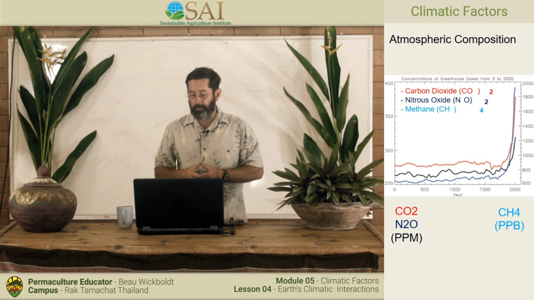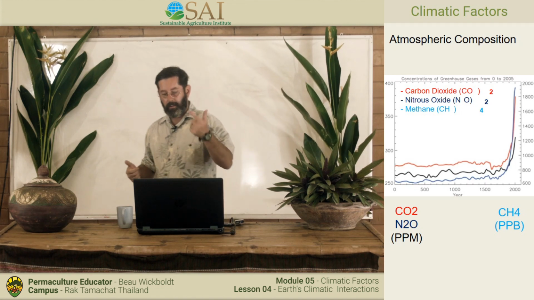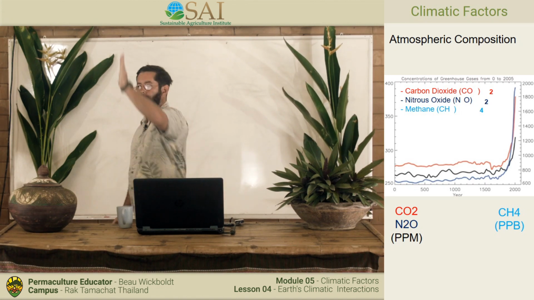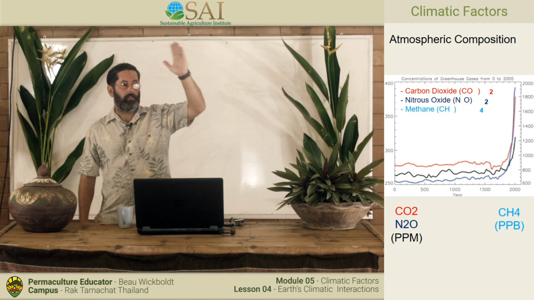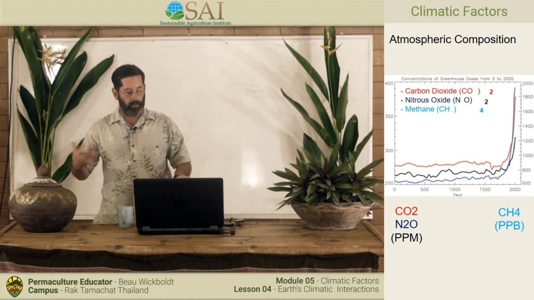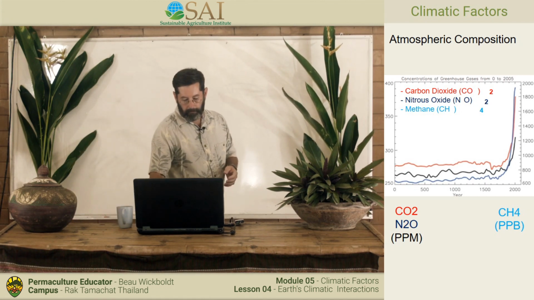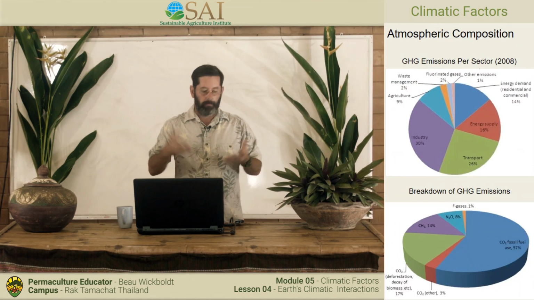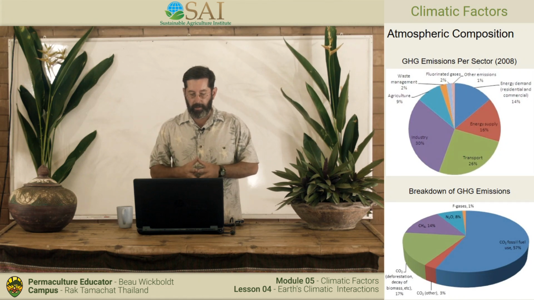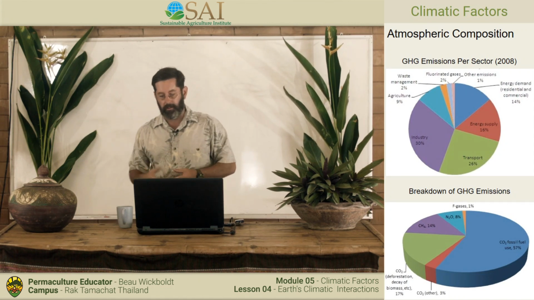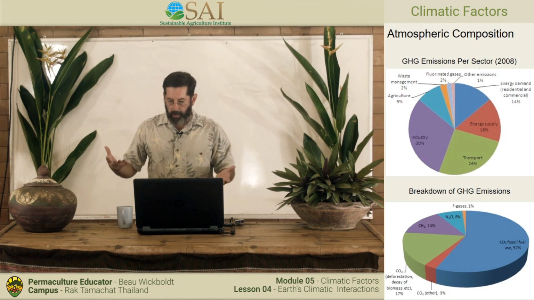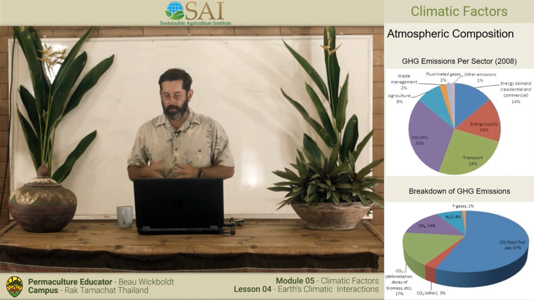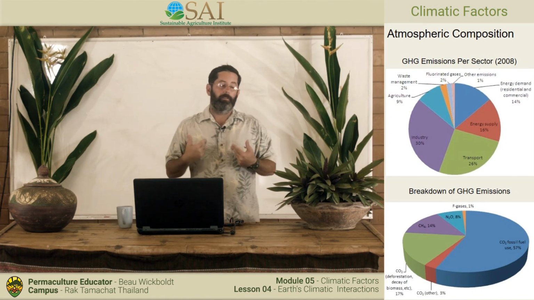So here's our atmospheric composition today. The carbon dioxide, nitrous oxide, and methane are going off the chart, due to human-related industries. If we break those down, we can look at the emissions per sector. What sectors of our economy are actually driving these releases? And for us, that's interesting, we can look at how we have a direct impact.